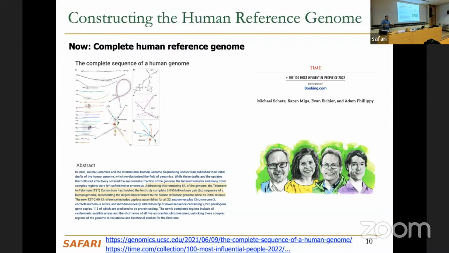And as the technology developed, as the algorithms developed, and as the researchers worked on this problem, we finally constructed the really full reference genome of a human a few years ago. And since this was also a big deal, these individuals were selected as among the 100 most influential people in 2022 by Time magazine.